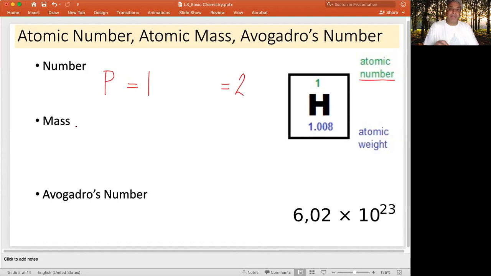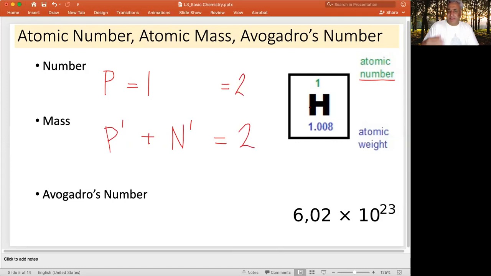The atomic mass, the weight of the atom on this planet, is the number of protons, because they carry a mass of 1 unit, plus the number of neutrons. They also have a mass of 1 unit. So if you have 1 proton and 1 neutron, then you have an atomic mass of 2.